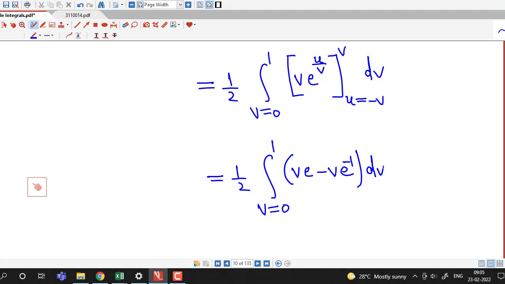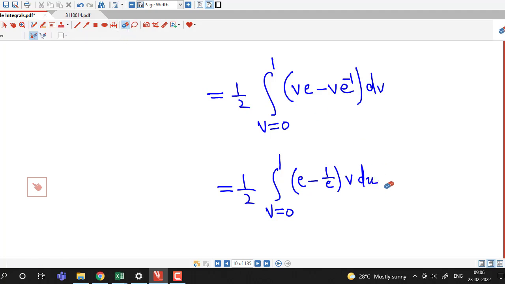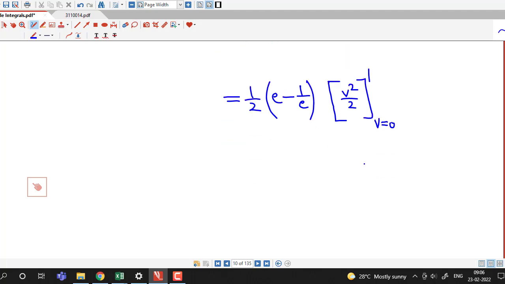Integral with respect to v. So now here e and minus e are constants, so we can again rewrite this as e minus 1 by e times v. Integral is with respect to v. This e minus 1 by e is constant, that we can take outside the integral, and integral of v with respect to v is v square by 2. Limits of integral for v are 0 to 1.